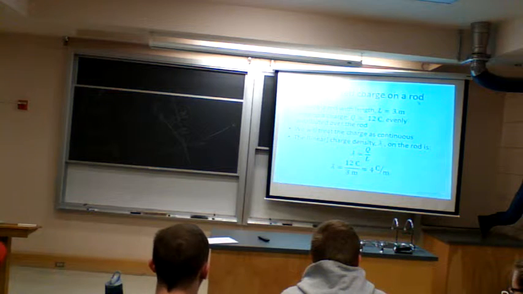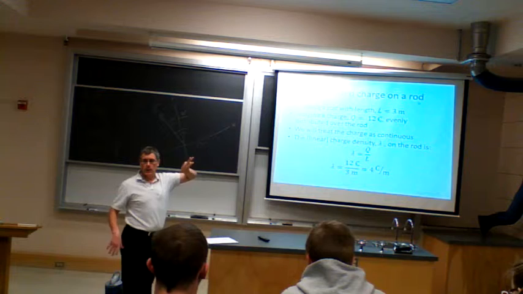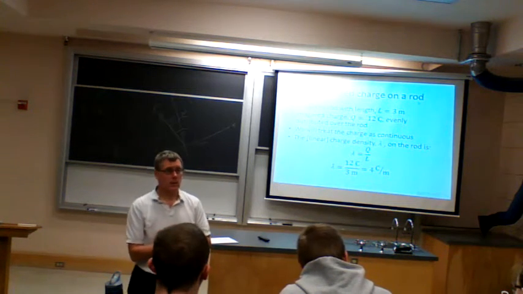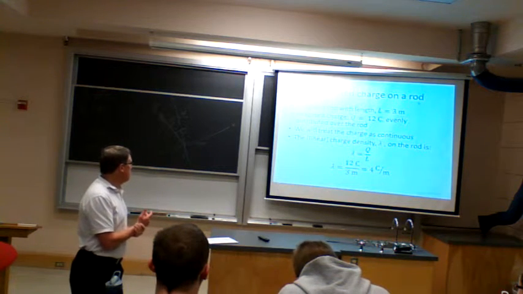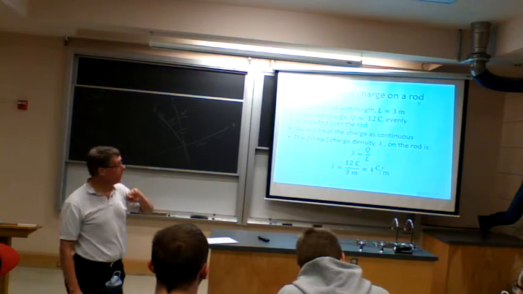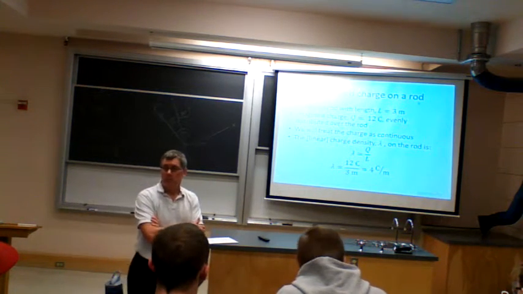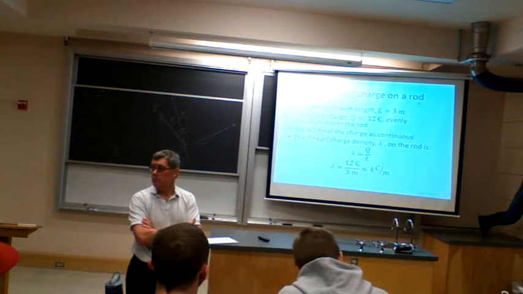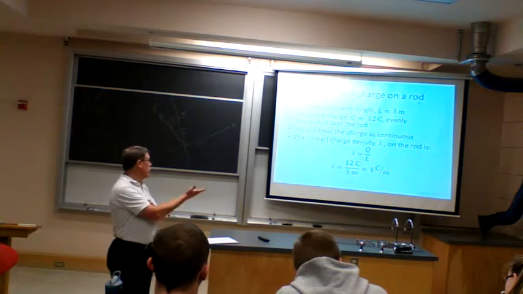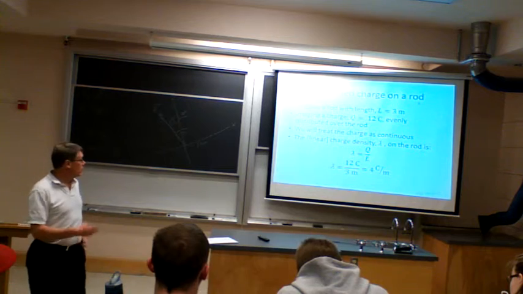Imagine you have a rod that's 3 meters long, and we have 12 coulombs of charge evenly distributed on it. What does that kind of imply? It implies that rod's probably a conductor. And we assume that that charge is continuously distributed. What is the charge for every meter of that rod? Charge density, and if there's 12 coulombs over 3 meters, then the charge density would be 4 coulombs per meter.